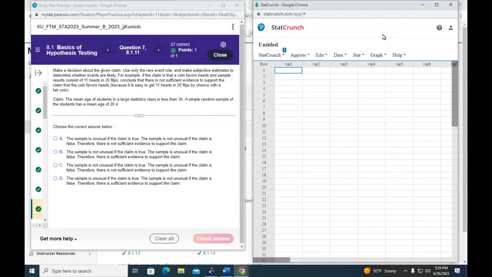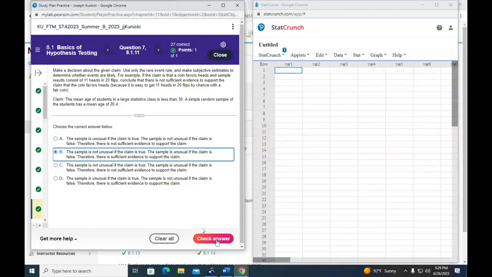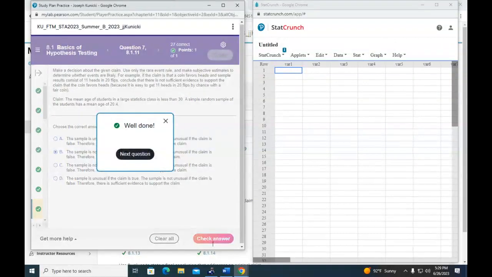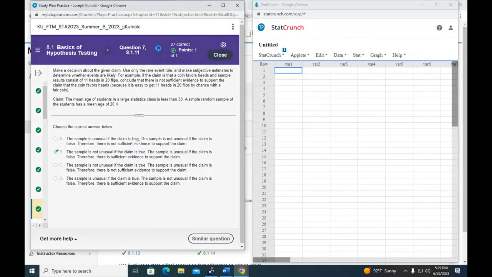So here the claim is the mean age of students in a large statistics class is less than 30. A simple random sample of students has a mean age of 20.4. So does that corroborate the claim or not? See, the sample is unusual if the claim is true. Now, the claim says it's less than 30. So the sample is not unusual. The sample is unusual if the claim is false. Therefore, there's sufficient evidence to support the claim. The other one that says it's not unusual said there's not sufficient evidence, but there is. That's sufficient evidence to support the claim of less than 30. So B would be the best choice. Okay? All right. So that's where we're headed with this. They're just giving us some ammo to work with, so to speak.